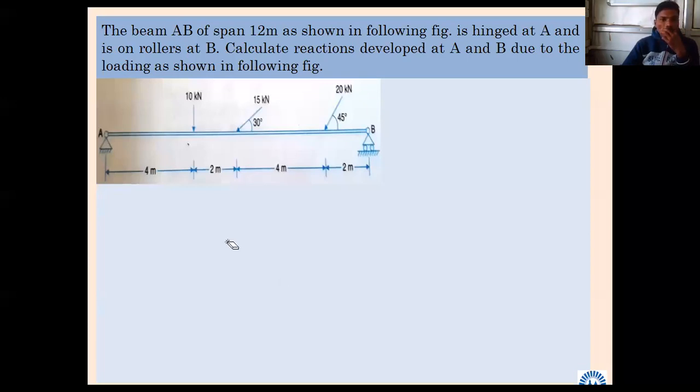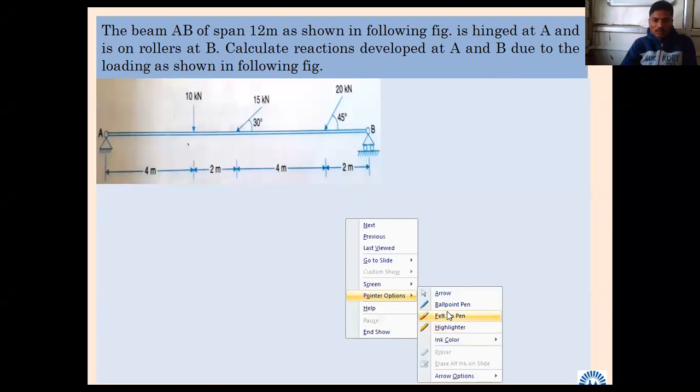Very good, thank you. So you can see once again the problem. Very simple. Only calculation should go correctly. A beam AB is given, of span. Span means total length; you can remember this word. Just check, is it there? 4 plus 2, 6 plus 4, 10 plus 2, 12. As shown in the following figure, it is hinged at A and on roller at B. Calculate the reactions. Very simple.